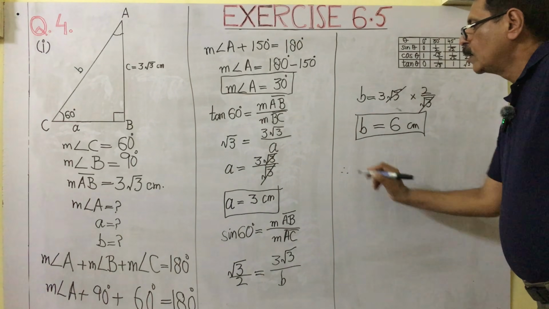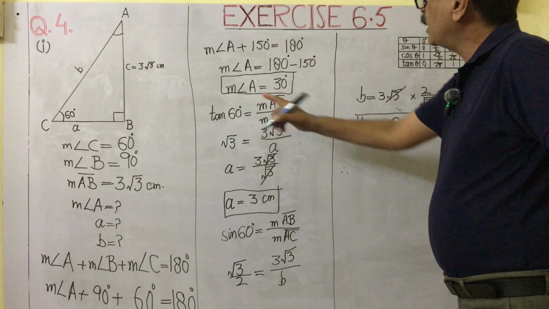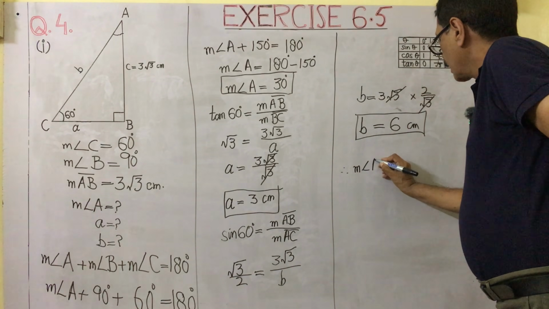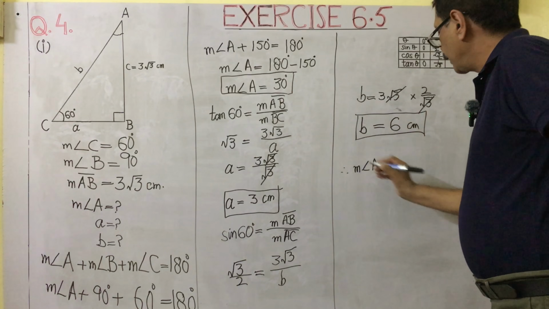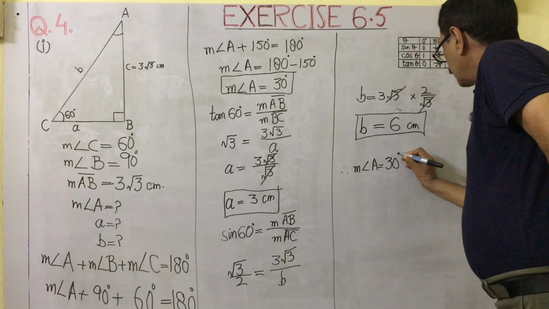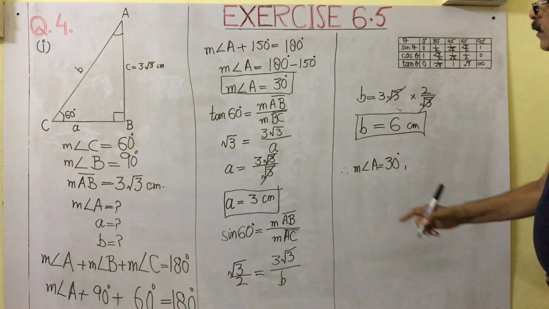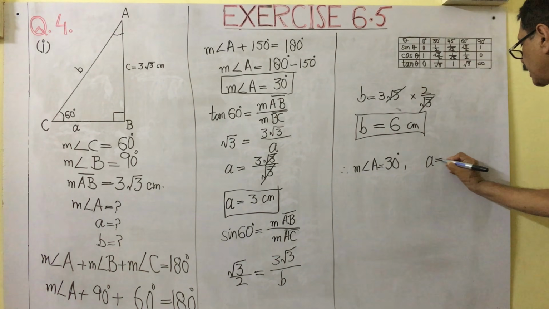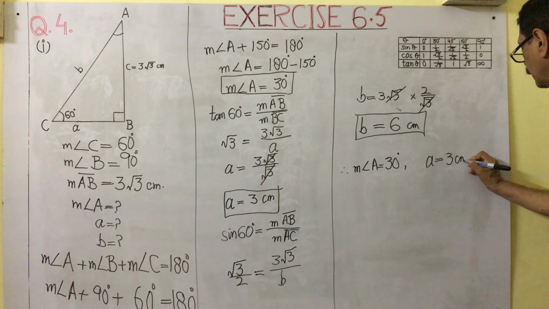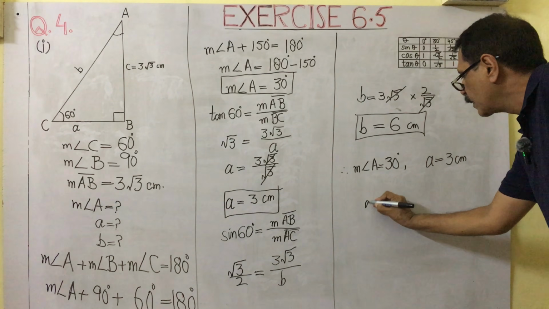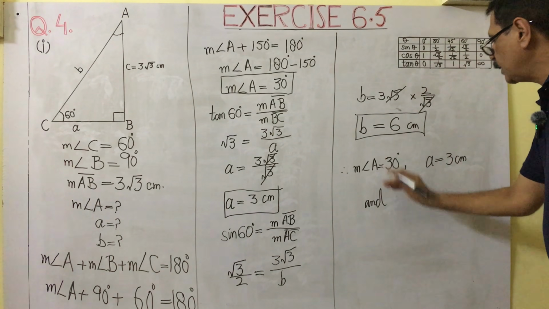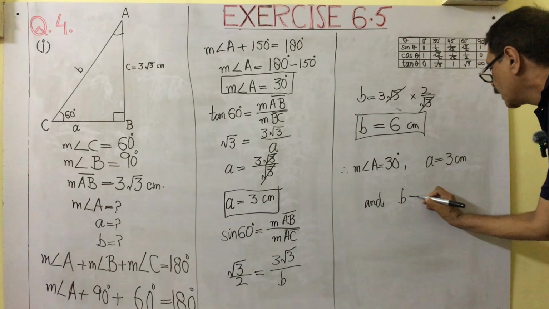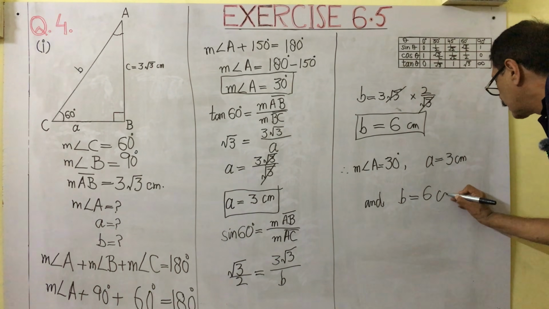Therefore, angle A is equal to 30 degrees. Side a is equal to 3 centimeters and b is equal to 6 centimeters.